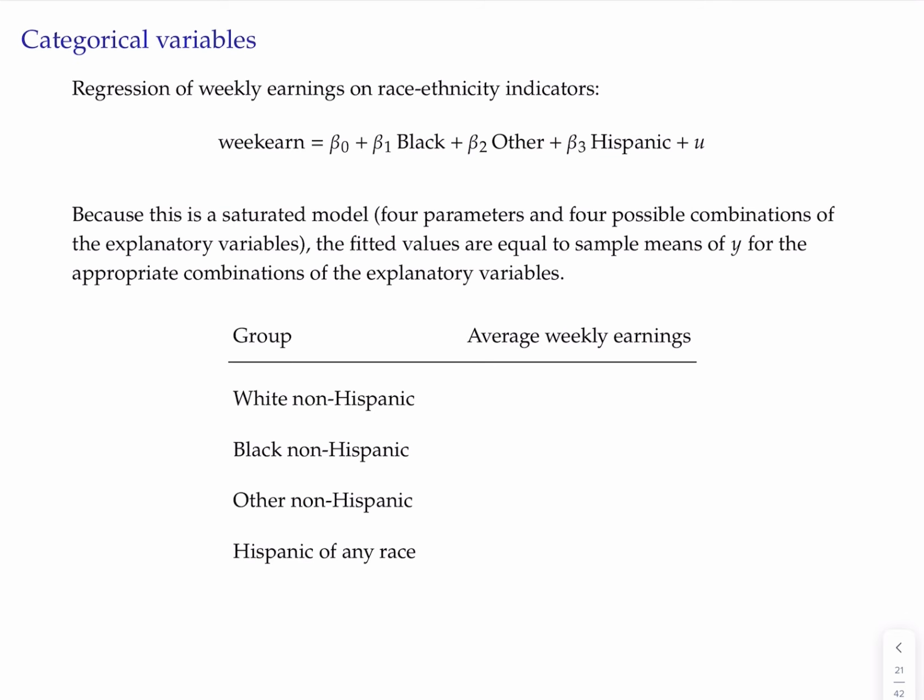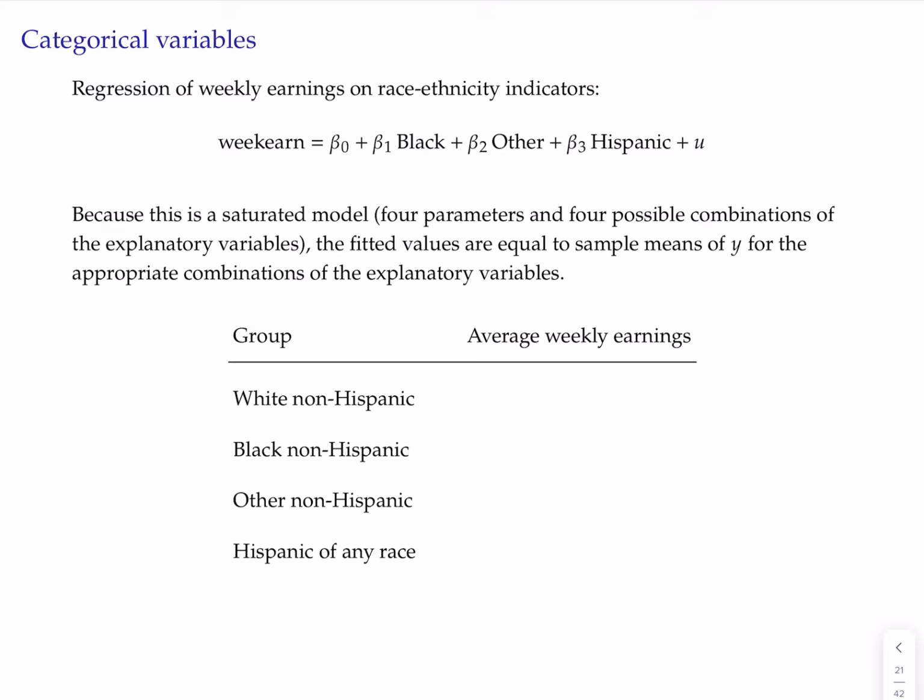Notice, this is a saturated regression model. There are four parameters in the model, an intercept and three coefficients on our variables. And there are four possible combinations of the explanatory variables, which is a little bit more subtle than it was in simple regression. But remember, the four possibilities are for white non-Hispanic individuals, 0, 0, 0. For black non-Hispanic, 1, 0, 0. Other non-Hispanic, 0, 1, 0. And then Hispanic of any race, 0, 0, 1. So those are the four possible combinations of those three X variables you could see in the data, and there are four parameters. So the fitted values in this regression will be average weekly earnings for the various groups.